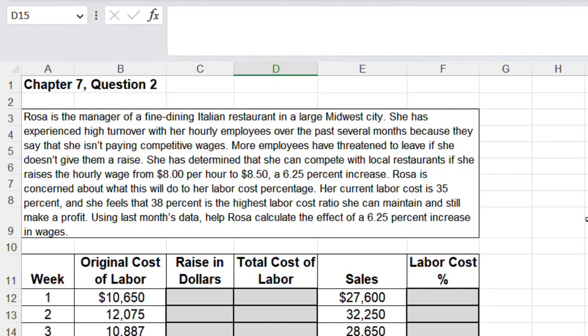Rosa is concerned about what this will do to her labor cost percentage. Her current labor cost is 35%, and she feels that 38% is the highest labor cost ratio she can maintain and still make a profit. Using last month's data, let's help Rosa calculate the effect of a 6.25% increase in wages.